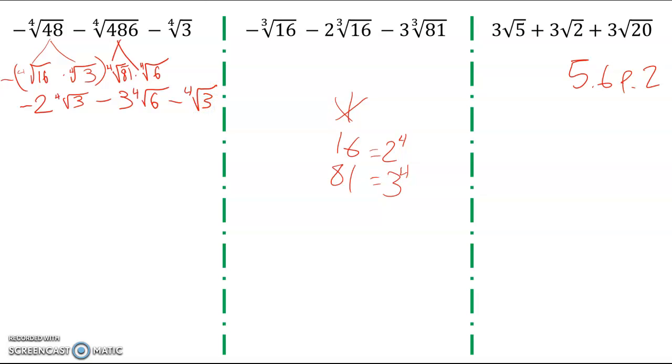Alrighty, so now from here, we're going to start combining our like terms. Just as we did with the last video, we combine our roots with the same exact numbers underneath. So we have negative 2 times the fourth root of 3, and then we have this minus the fourth root of 3. This is also the same as minus 1 times the fourth root of 3.